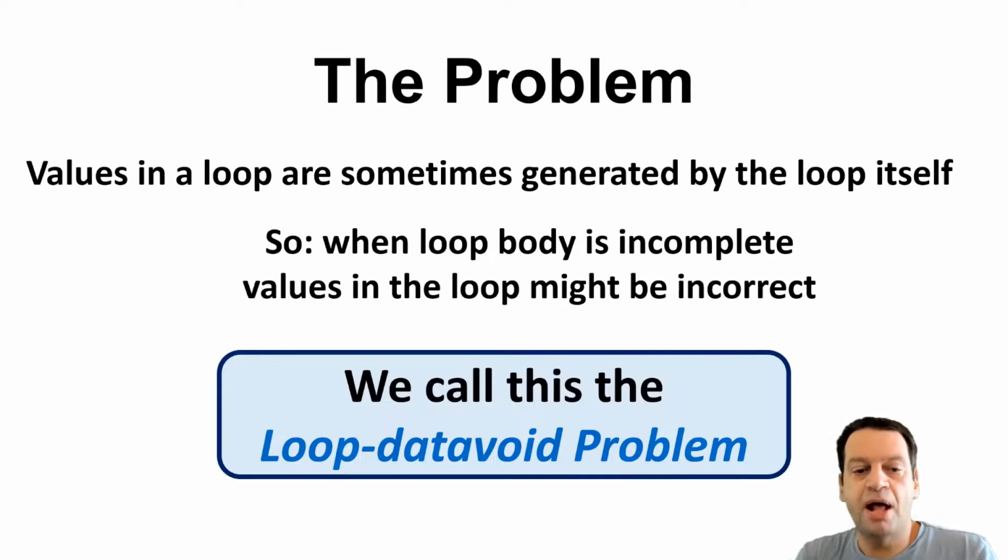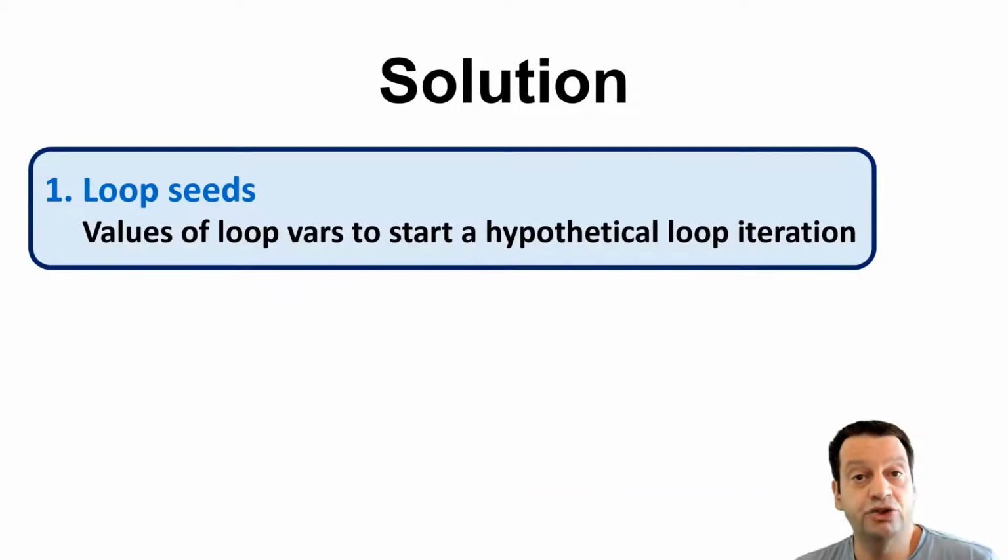More broadly, the problem is that values in a loop are sometimes generated by the loop itself. So when the loop body is incomplete, values in the loop might be incorrect or missing altogether, and we call this the loop-datavoid problem. Our solution to this problem has two components. The first one is what we call loop seeds. These are values of loop variables to start a hypothetical loop iteration.